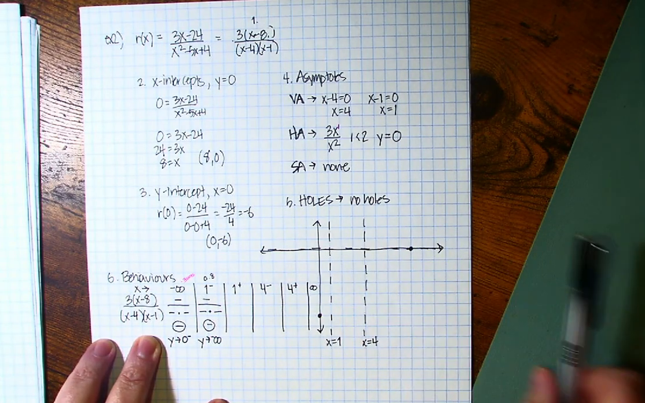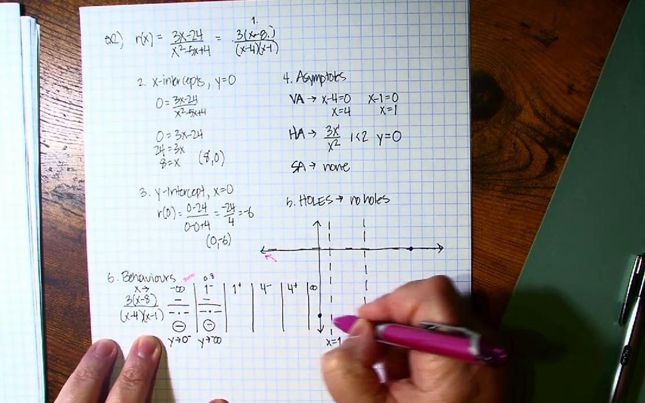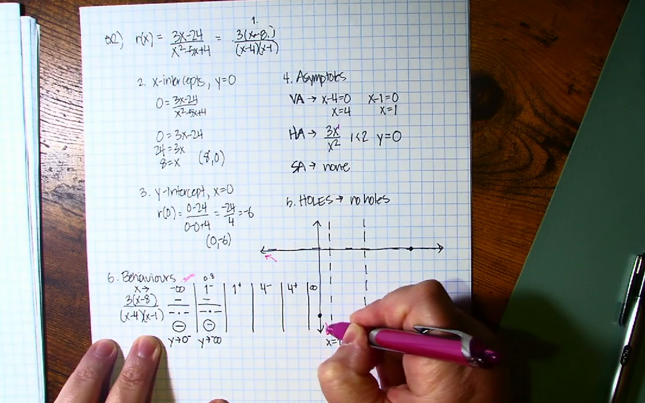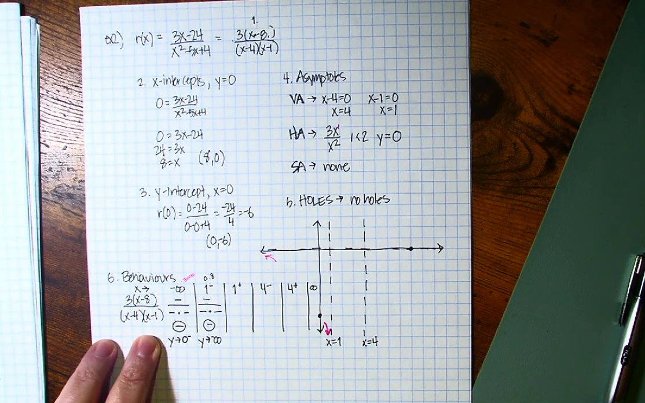If I look at 1, okay, so what do I got? This is negative from here. We're approaching 0 from below. Here we have to approach x equals 1, and it's going to go down as it gets closer and closer to that. All right.